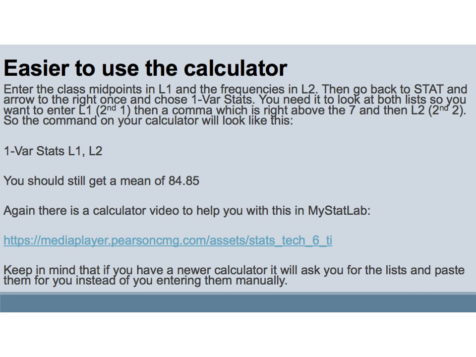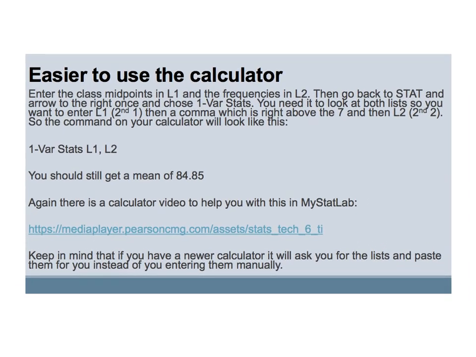Alright, so on the calculator, you want to put the class midpoints in L1 and the frequencies in L2. And that's true always. Whatever your midpoints are, whatever your data value is, your x, that goes in L1. And whatever your frequency or your weight is, that goes in L2. So in our case, our grades would go in L1 and our percents would go in L2, but you'd put them in as decimals.